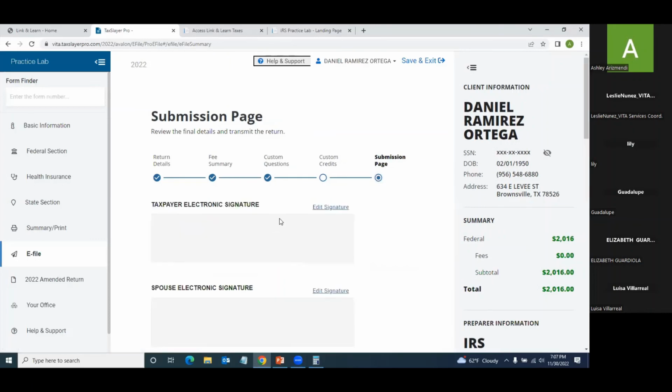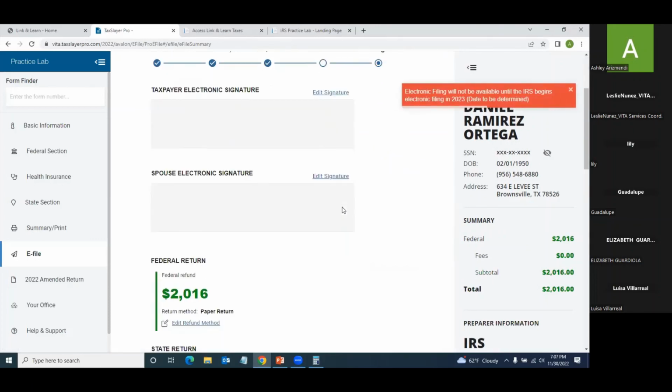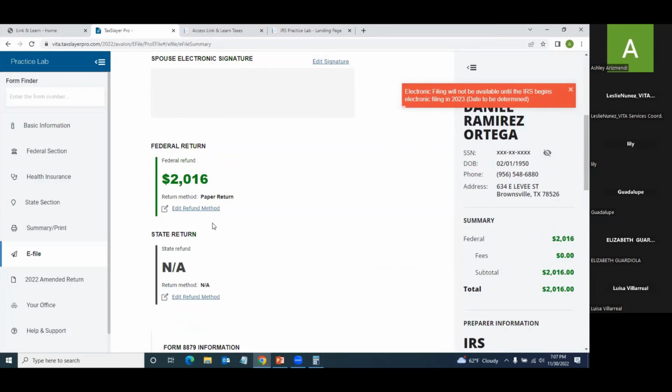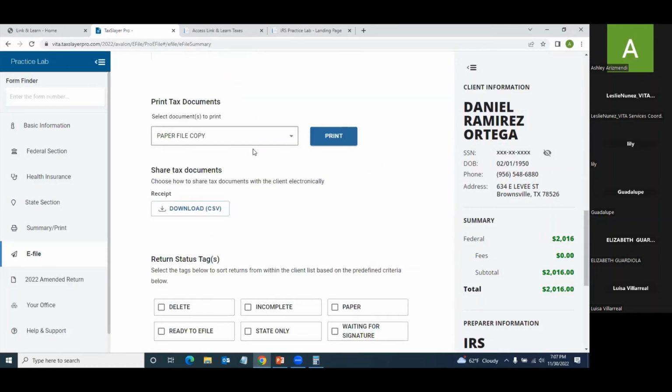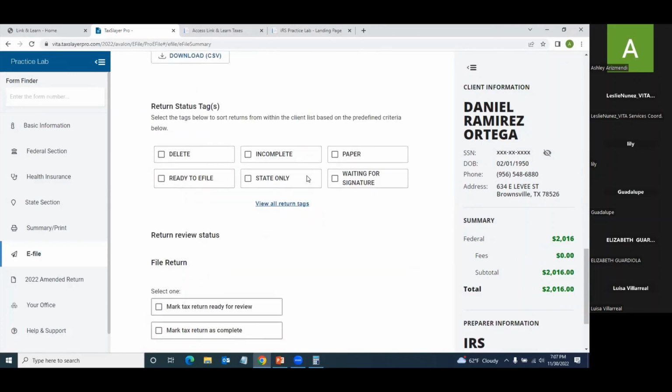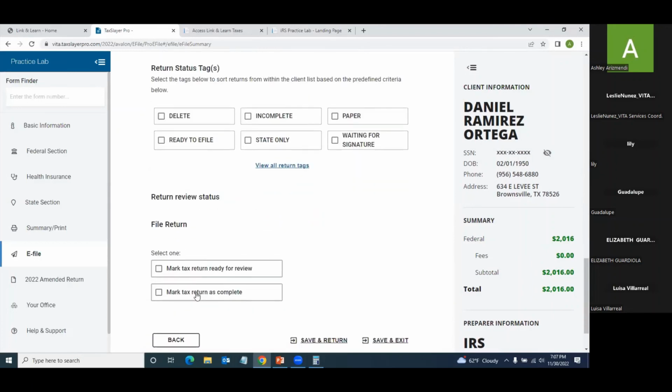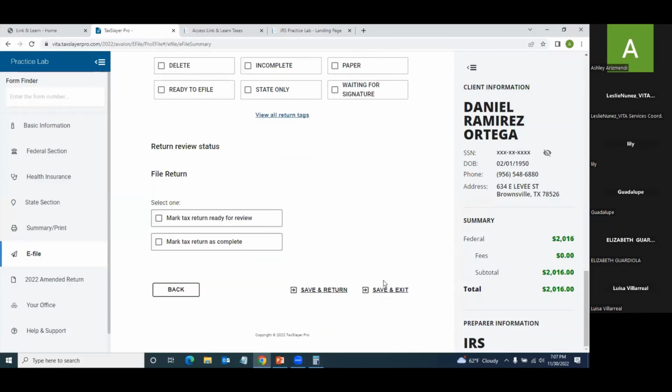When we get to the submission page, we get to where the refund is, their state refund if they had any, and the paper file copy. We would mark tax return ready for review. You're never going to put complete because you are not the qualifying reviewer, you're just a tax preparer. So you're just going to put ready for review, so the next person, the qualifying reviewer or the site coordinator, could review it. And you would just click that one and then save and exit.